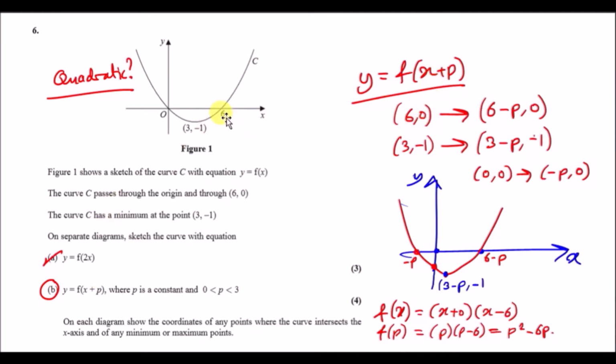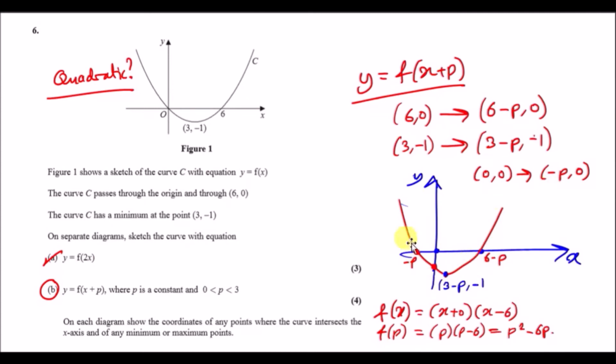So that's why if you're at 6 and you're minusing p, you're going to be at 6 minus p. If you're at 3 over here, you're going to minus p from 3, so you'll be at 3 minus p. Again, if you had the origin, you can go from 0 to 0 minus p, or just minus p. Now, that's what you have to do so far.